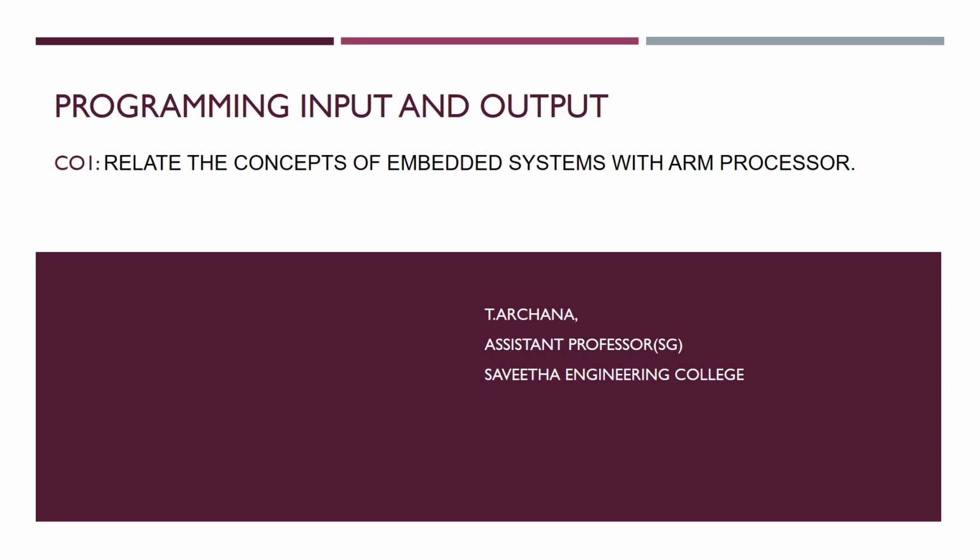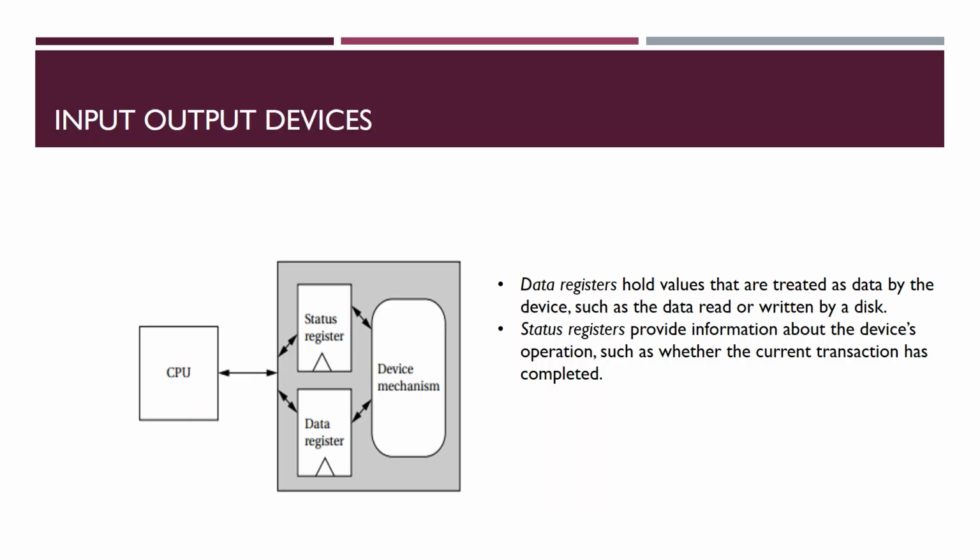So, the basic technique for input-output programming can be understood relatively independent of the instruction set. So, we will begin by discussing the basic characteristics of input-output devices so that we can understand the requirements they place on the program and how the devices are communicating with them. So now let us see about the input-output device.